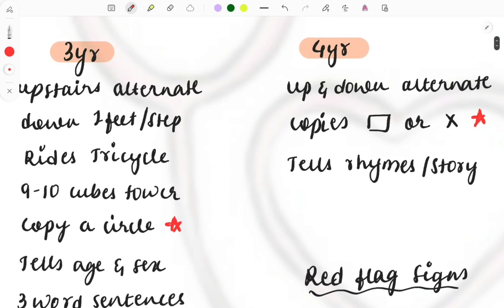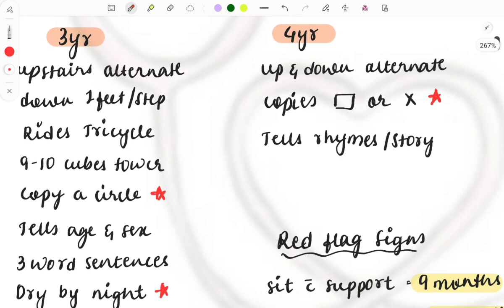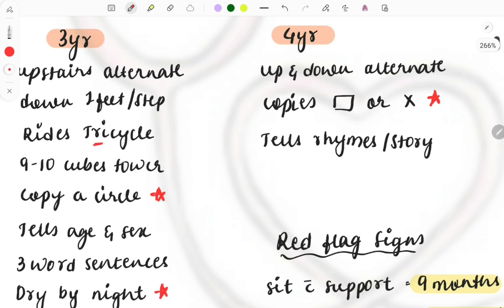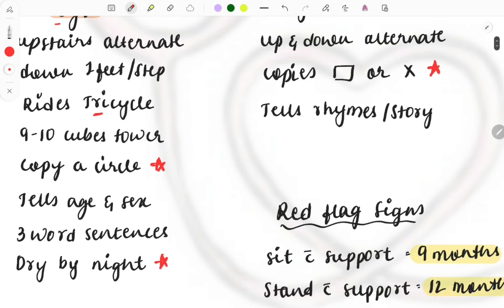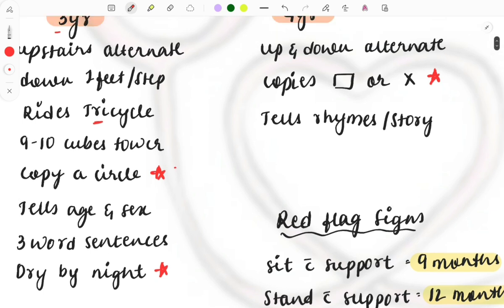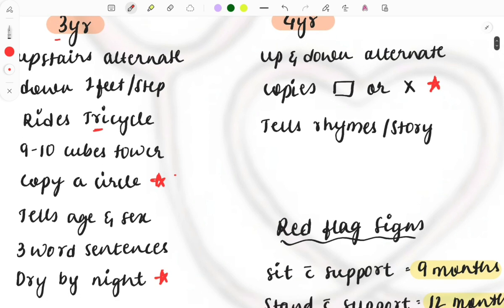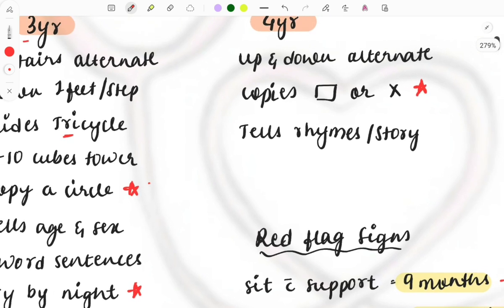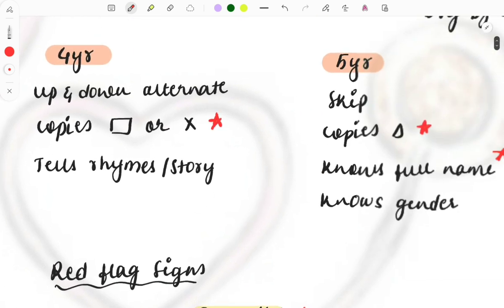Then 3 years में upstairs by alternate feet and downstairs 1 foot per step, rides tricycle, so 3 years tricycle. 9 to 10 cubes tower and copies a circle, so circle wala is a PYQ. Then tells age and sex and 3 word sentences and dry by night, so this is also PYQ. Dry by day 2 years, dry by night 3 years. ठीक है. So important things from this third year.